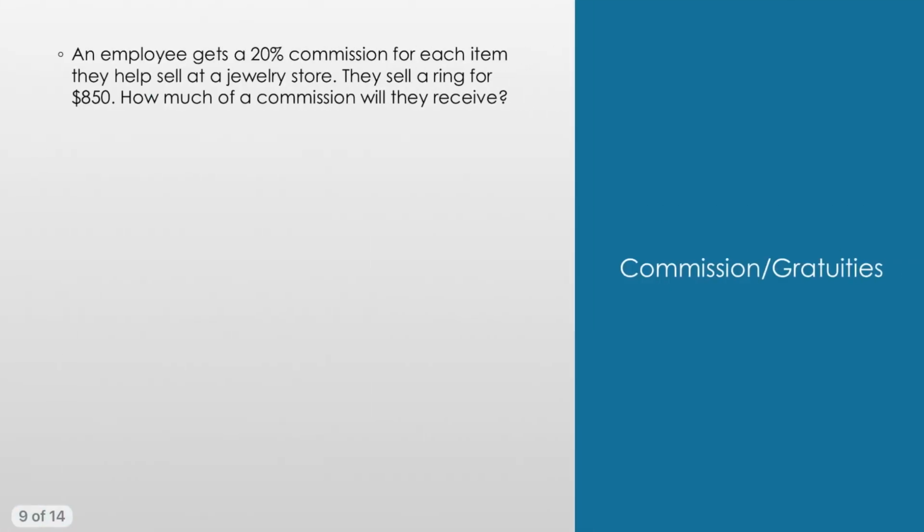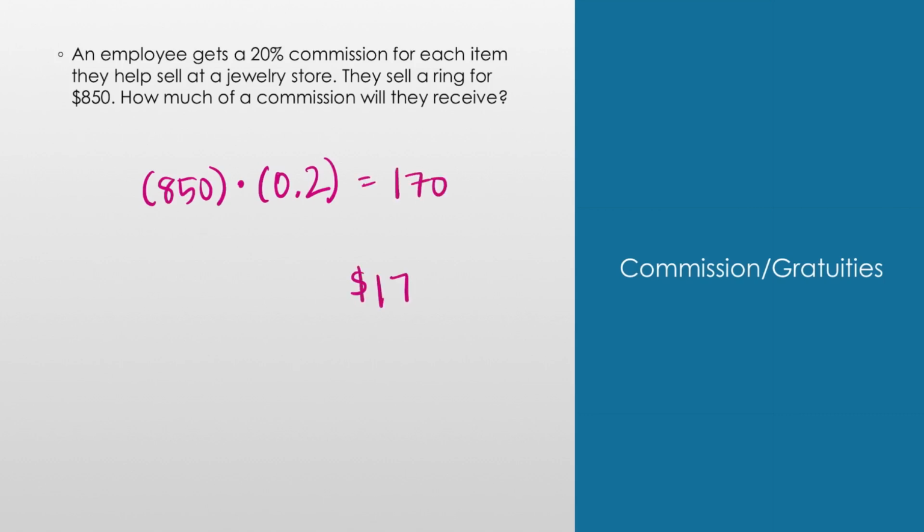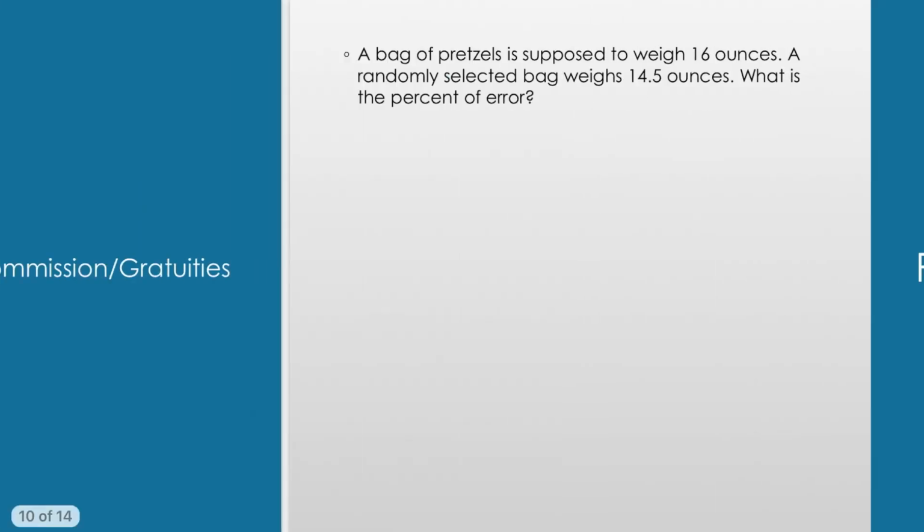Okay, so here, another way you might see it is in commissions. A lot of employees will get 20% commission for each item they help sell. Let's say they sell a ring for $850. How much of a commission would they receive? So like we've said before, we're really just doing the total times the decimal of the percentage. So 850 times 0.2 is 170. So they would receive $170 in commission. Are you noticing a pattern here?